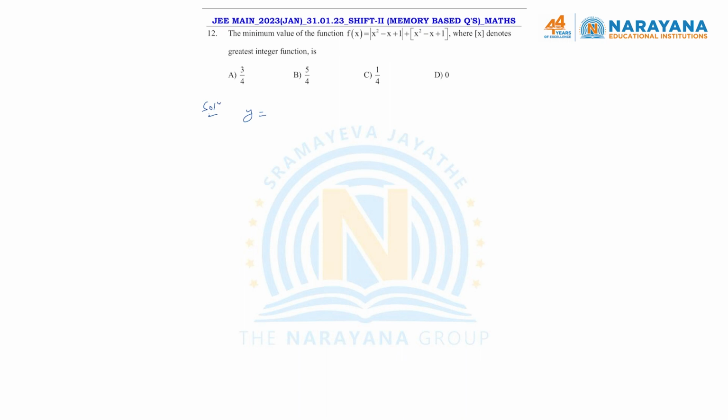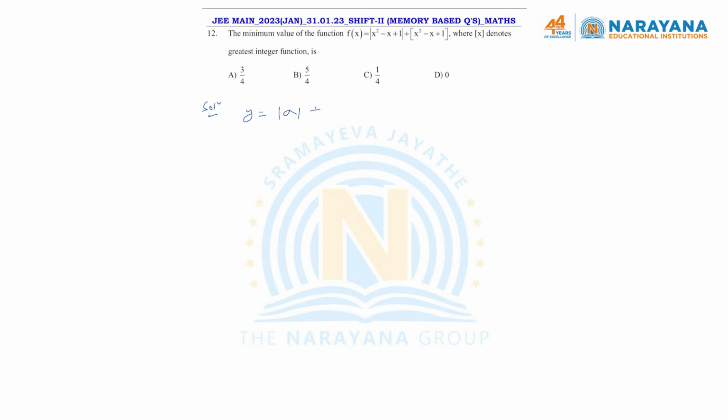Next question is y equal to... Note that x square minus x plus 1 is always positive because D is negative. D is 1 minus 4, that is minus 3. So D is negative, hence it is always positive. So no need of putting the modulus sign.